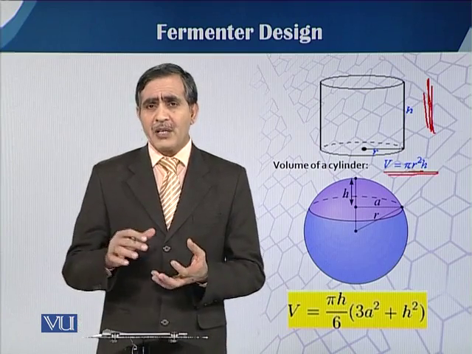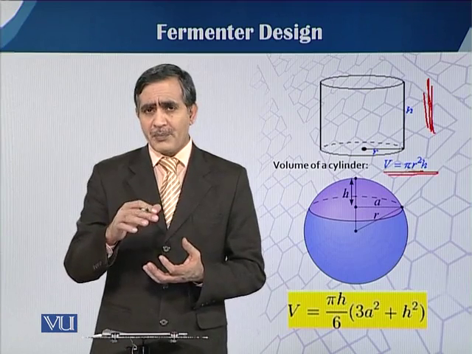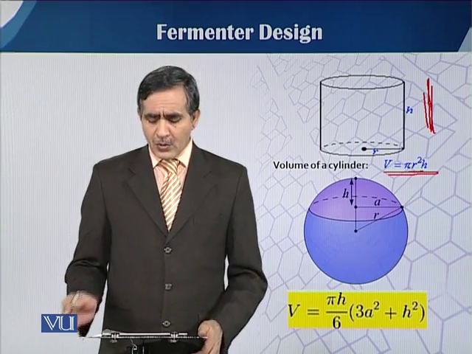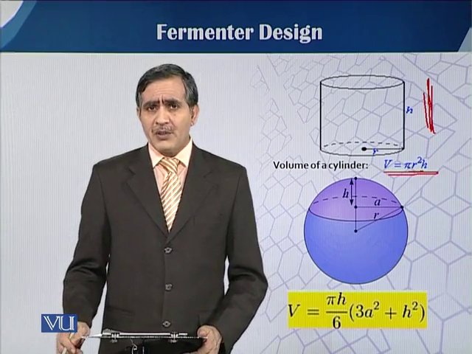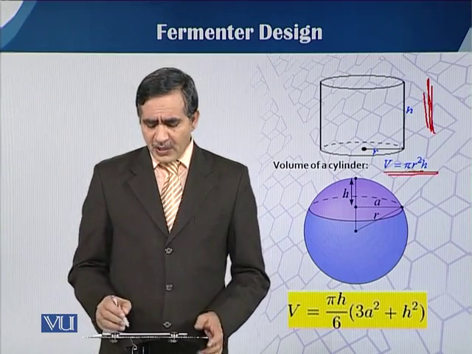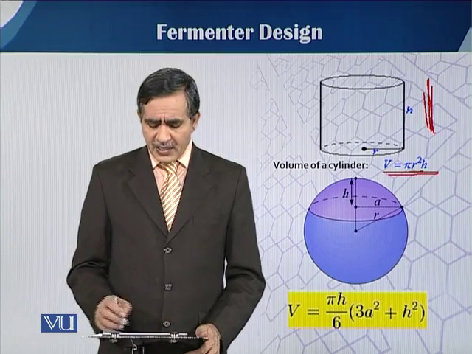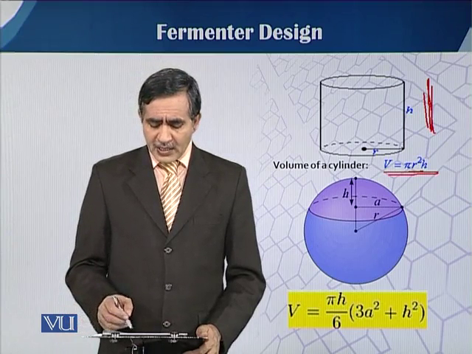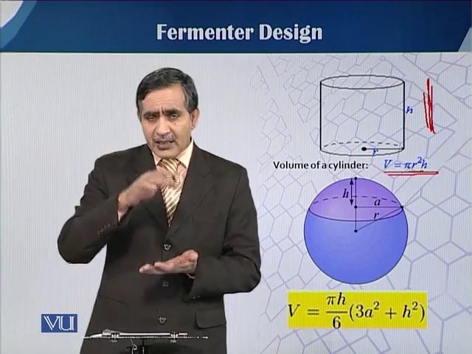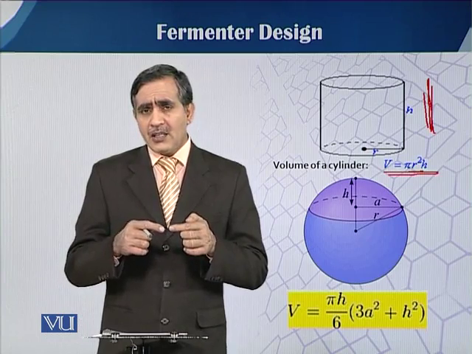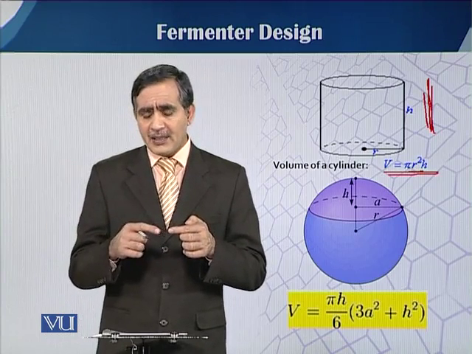But we know that sometimes there is an oblong or dome shape. The upper plate is not straight; it is dome shaped. So in order to calculate the volume of the dome, either on the upper plate or the round bottom, we have to follow this formula: V = πH/6 × (3A² + H²). Here H is basically the height of the dome, and A is the distance of the periphery from the center.